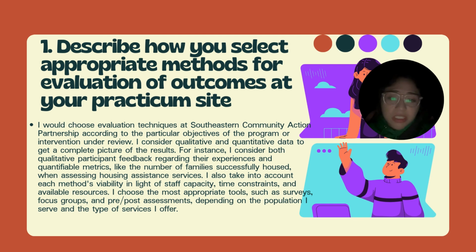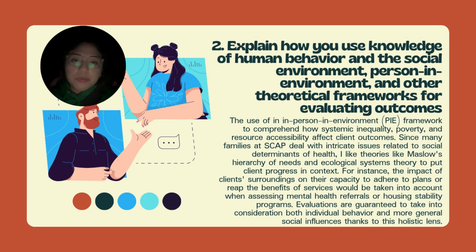just depending on the population. So question number two is explain how you use knowledge of human behavior and the social environment and person in environment and other theoretical frameworks for evaluating outcomes. So the use of person-in-environment, which is PIE, I've talked about it before in my other presentations. It's a framework to comprehend how systemic inequality, poverty, and resource accessibility can affect a client's outcomes.